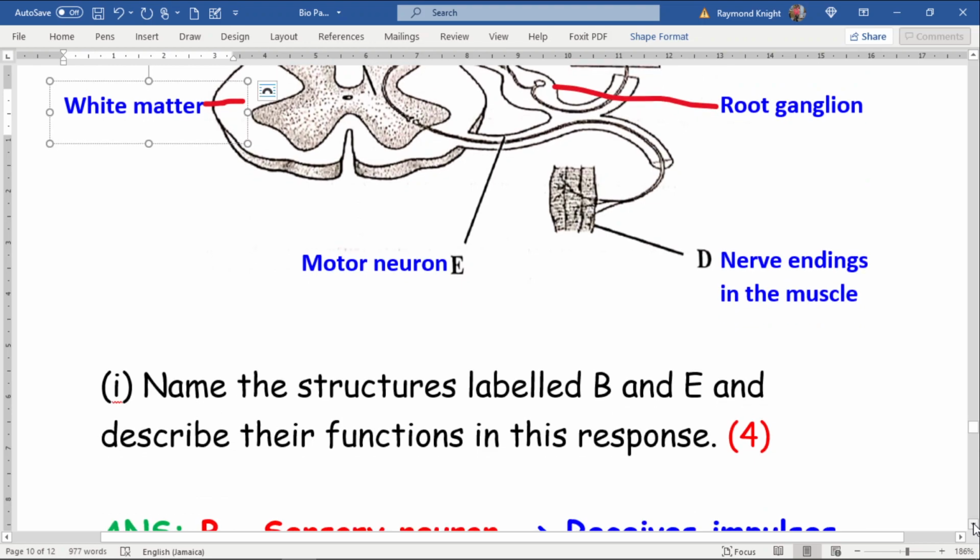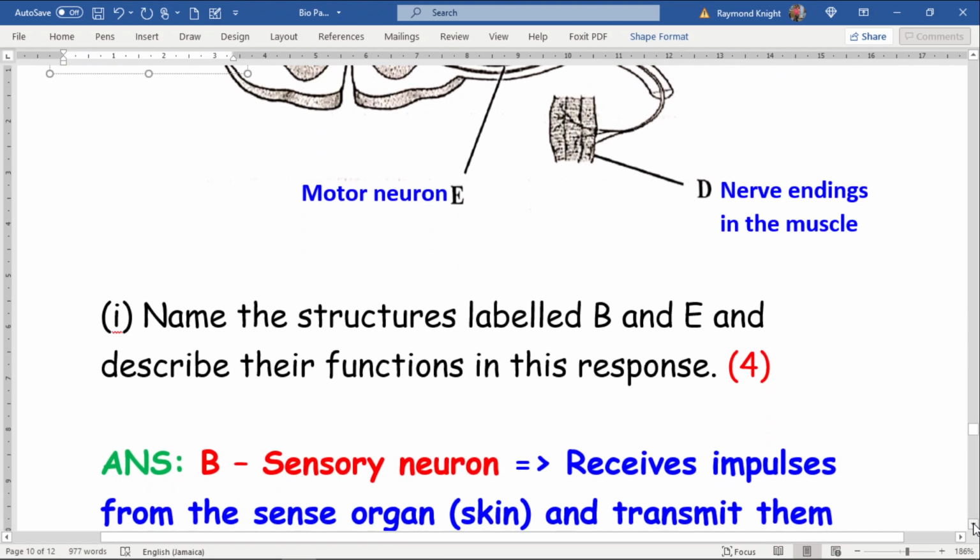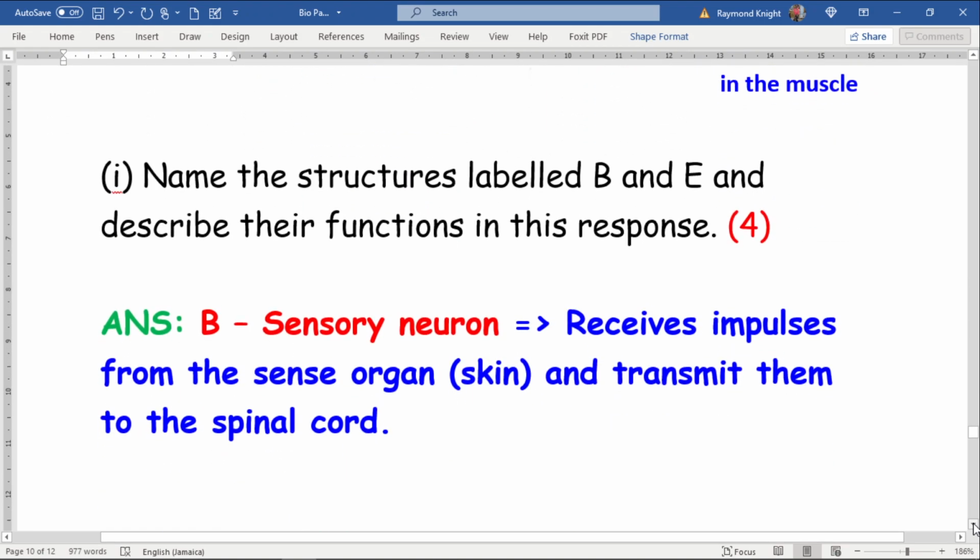All right, so it said name the structures labeled B and E and describe their functions in this response, and it's for 4 marks. So you name the structures, and that will be 2 marks, and to describe their function is 2 marks, okay? B is our sensory neuron, and the function of the sensory neuron in the reflex action is to receive impulses from the sense organ, in this case the skin, and transmit them to the spinal cord. The sense organ could be different parts, but in this example it is the skin, so I put skin in the bracket for you, okay?